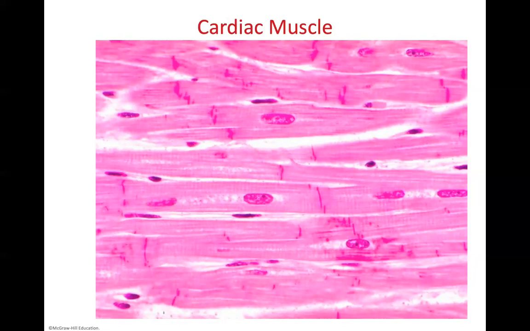You can also see some Y branches. You can see the striations, and you can see the 1 or 2 centrally located nuclei within the cardiac muscle. These purple dots outside of the cells, those are some of the tissues that are surrounding the cardiac muscle. This is the endothelial layer that we'll get into when we get into the cardiovascular system.